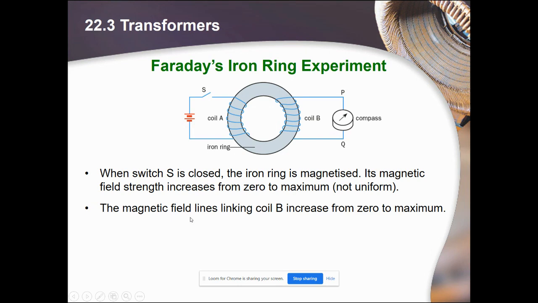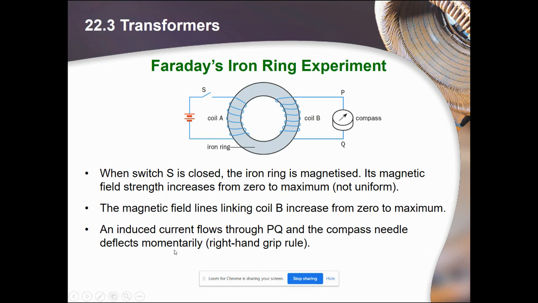So the magnetic field lines linking coil B increase from 0 to maximum, and therefore there's a change in magnetic flux linking coil B, and an induced EMF, and therefore an induced current, will flow through this wire PQ, and therefore the galvanometer will deflect momentarily. It deflects only for a short moment, because only for the short moment when it's just closed is there a change in magnetic field and a change in magnetic flux linking with coil B.